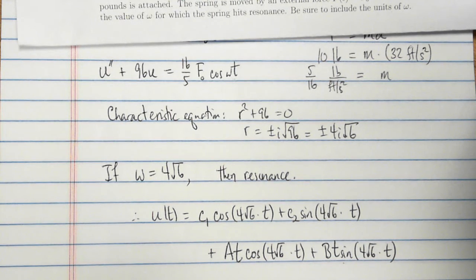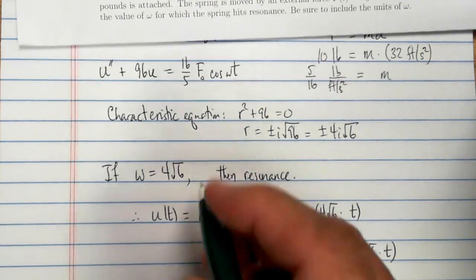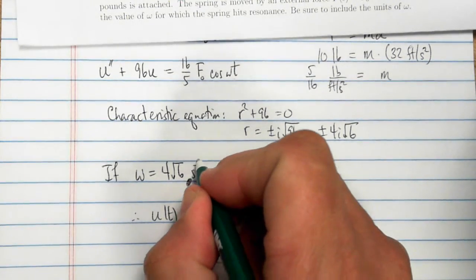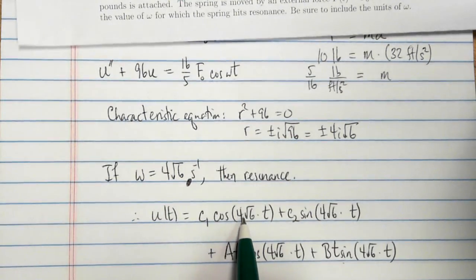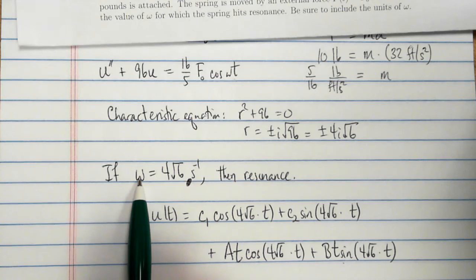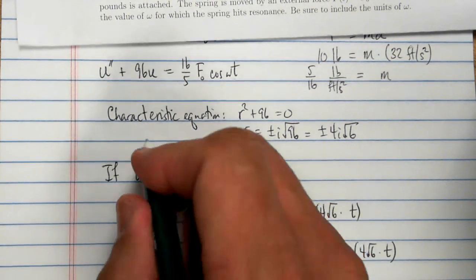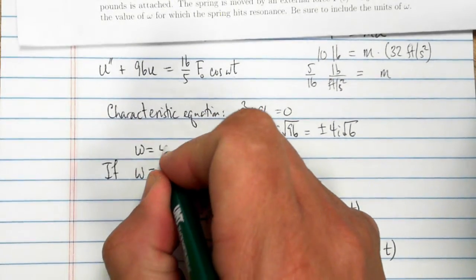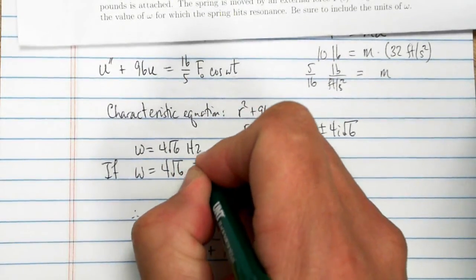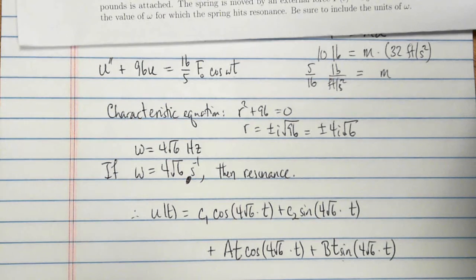The last part of the question involves what are the units of omega. The units of omega are going to be over seconds because t is in seconds, and so this needs to be in over seconds so that the thing in parentheses has no units, and I can take the cosine of it. So the units will be 4 square root of 6 times over seconds. Alternatively, we could write this as 4 times square root of 6 hertz, cycles per second. And so that would be the units of omega.